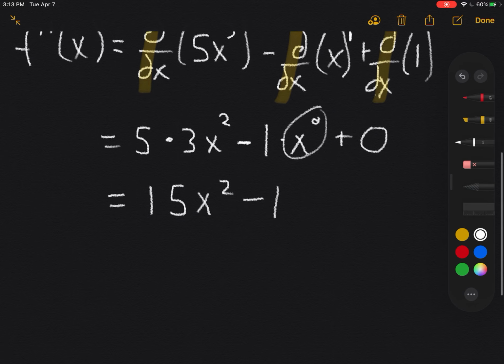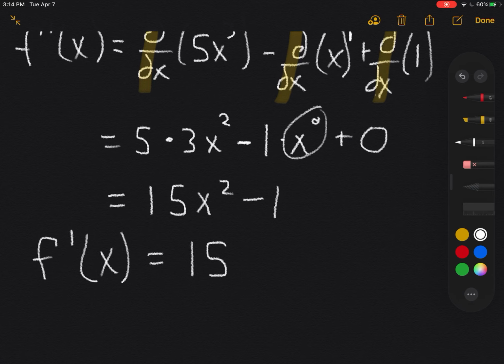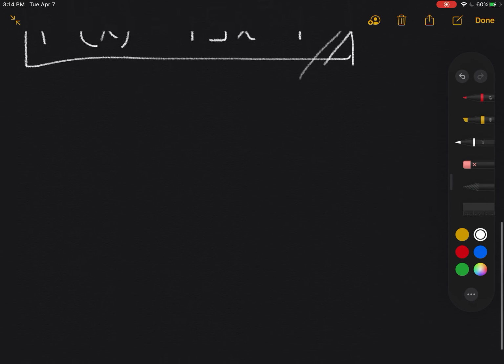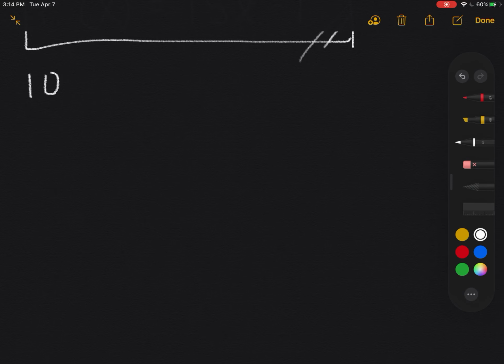So this should be equal to 15x squared. Remember that anything raised to the 0 power is equal to 1. This is subtract 1. You don't have to do all of these steps. I'm just showing these here for those of you who are practicing some calculus during a pandemic and you need to see all the steps. I don't blame you one bit. And that would be our f prime of x for 108.